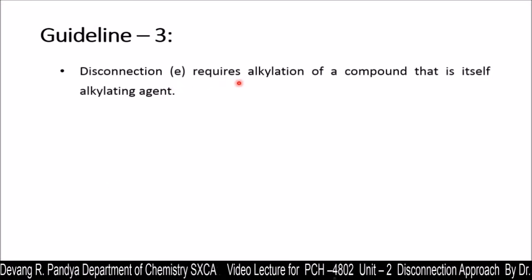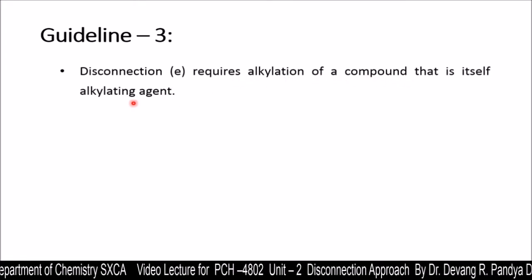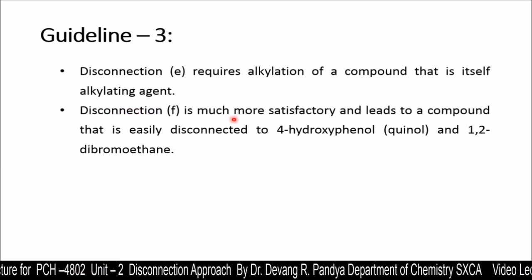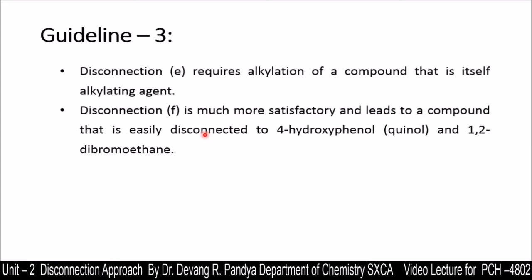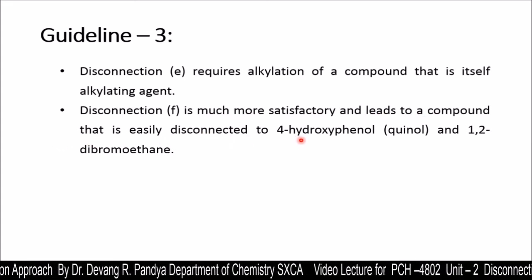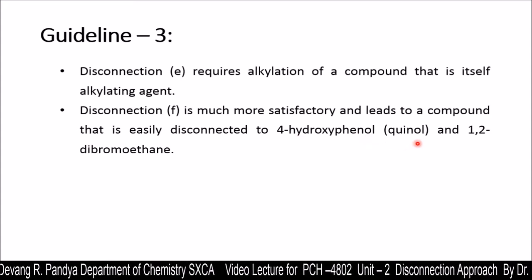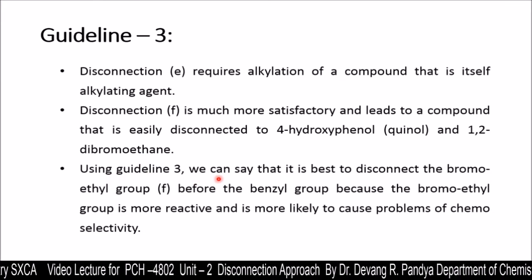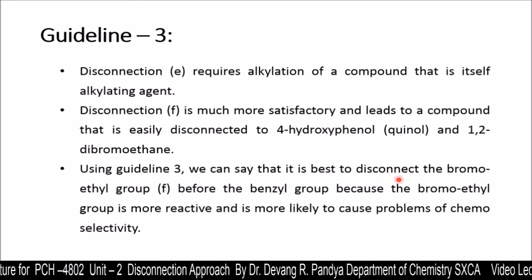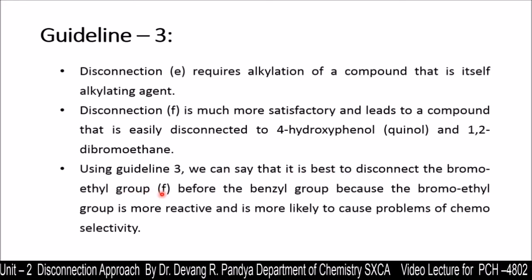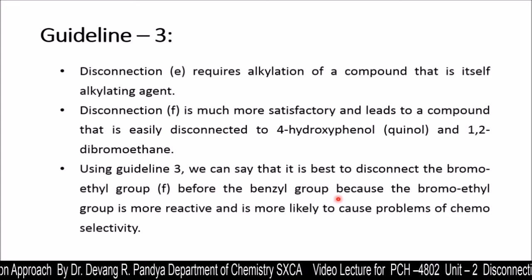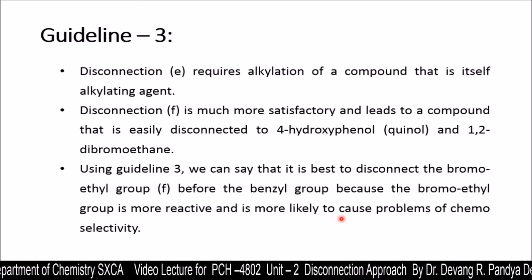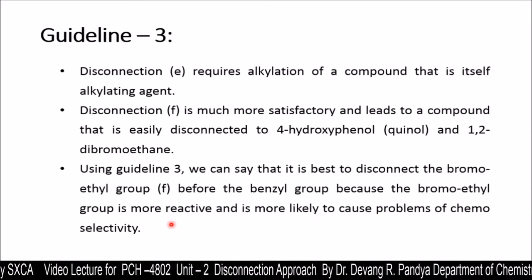Now disconnection E requires alkylation of a compound that is itself an alkylating agent. Self-alkylating agent, that means the disconnection F is much more satisfactory and leads to a compound that is easily disconnected to 4-hydroxyphenol, that is phenol, and 1,2-dibromoethane. Using guideline 3, we can say that it is best to disconnect the bromoethyl group, that is route F, before the benzyl group, because the bromoethyl group is more reactive and is more likely to cause problems of chemoselectivity.